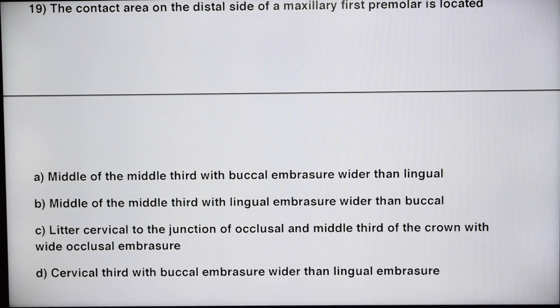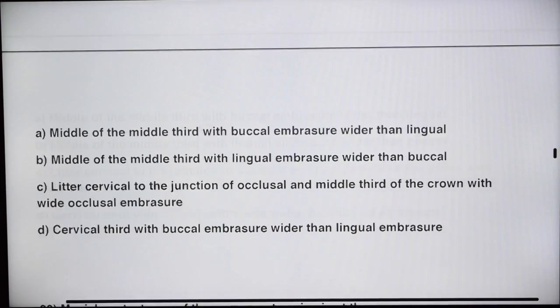In case of premolars also, the contacts are located at the junctions of occlusal to middle third, and in case of posteriors, that is molars, especially molars, the contacts are found almost at the middle third of the crown. To be more specific, the contact areas on the distal side of maxillary first premolar are located a little cervical or apical to the junction of occlusal and middle third of the crown with a wide occlusal embrasure, right? So option C is appropriate here.